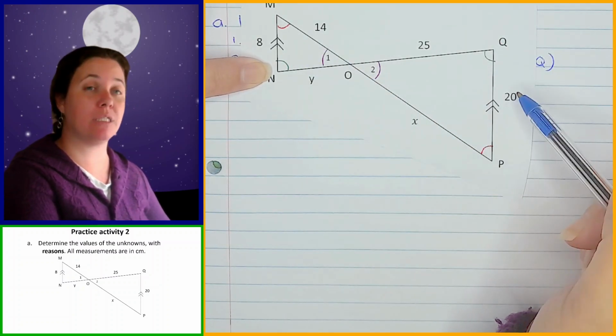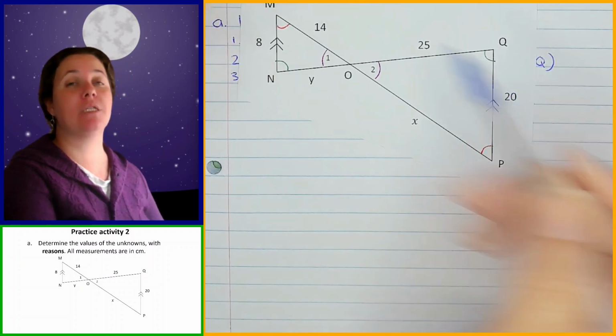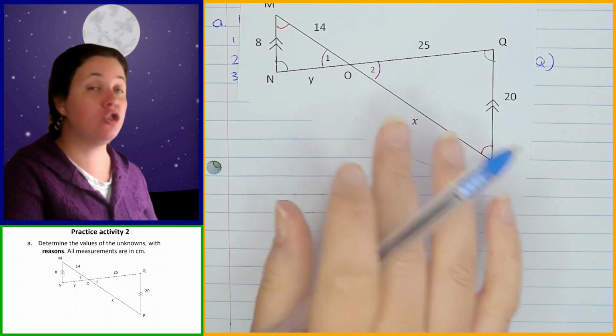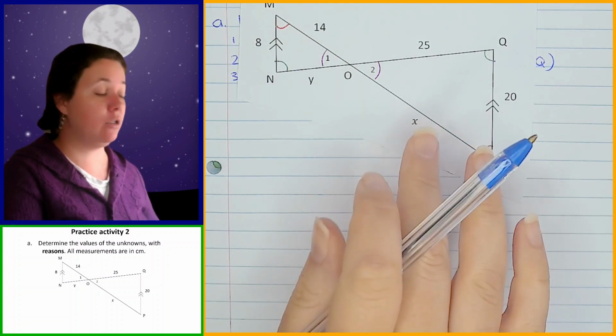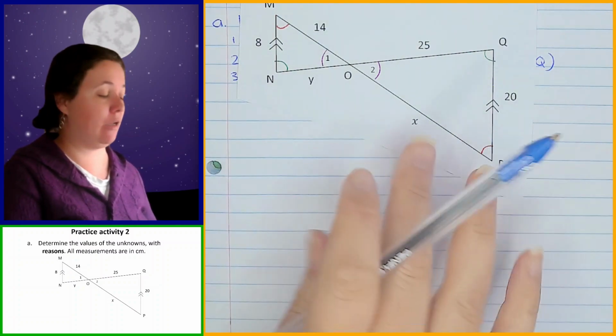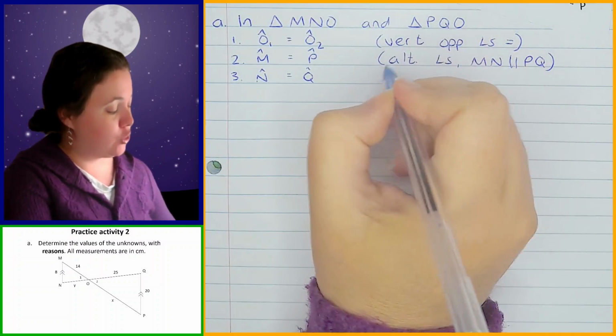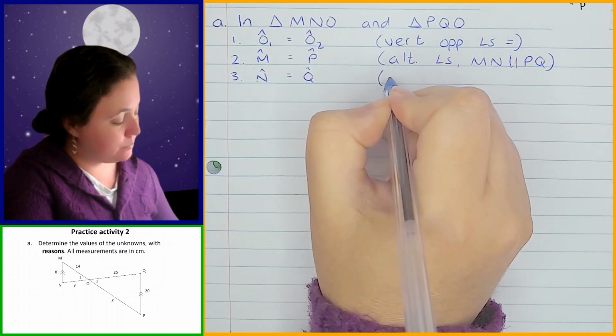Okay, so that's one possibility. Another option is to say that they have to be equal because they are the third angle of the triangle. So you can choose which one you want to do. You can prove it based on the fact that they're alternate angles, or you can say that they must be equal by default because they're the third angle of the triangle. I'm going to use the alternate angles option, but if you used third angle of a triangle, that's fine as well.